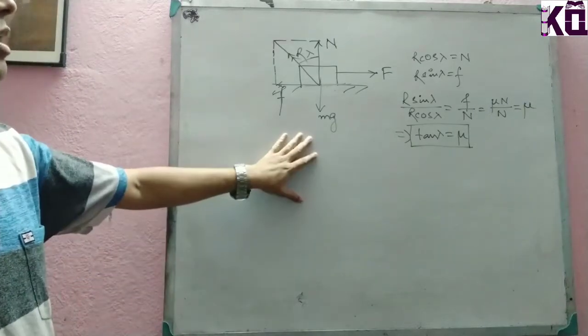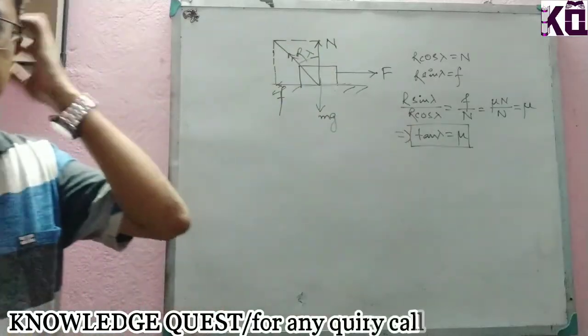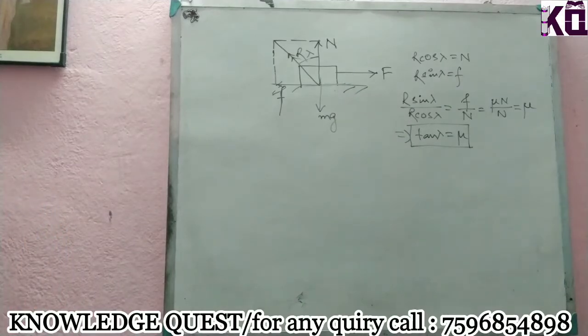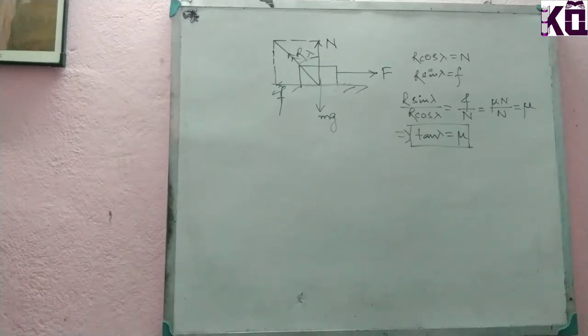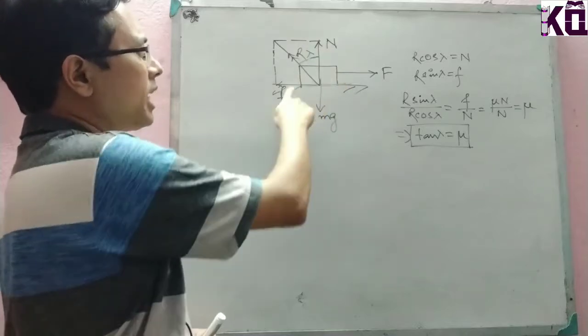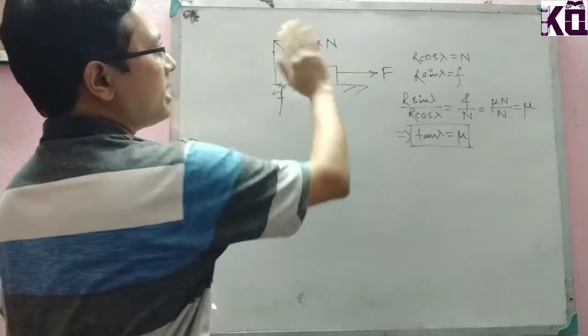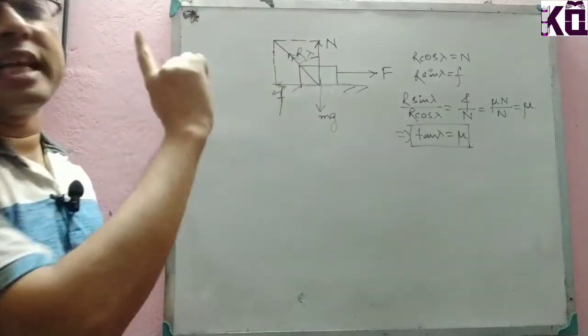Tan lambda is equal to mu, which means this particular angle is called the angle of friction. There is also a hypothetical part called the cone of friction. What is the cone of friction? Take the resultant of the normal reaction and the frictional force, and make an angle lambda with the normal reaction, taking the normal reaction as the axis.